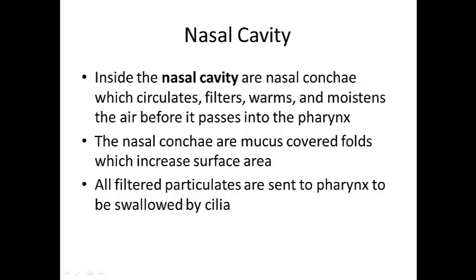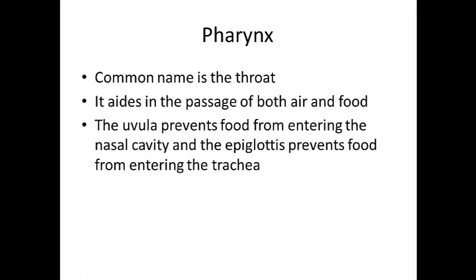The pharynx, also known as our throat, is the site where both air and food pass. In the pharynx, there are sorting mechanisms that prevent food from entering the trachea and the nasal cavity. In other words, we have a uvula that prevents food or water from coming out of our nose, and we also have the epiglottis, which prevents food from going down our trachea and causing us to choke.